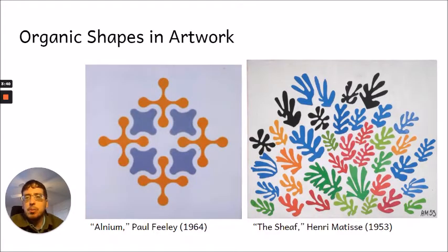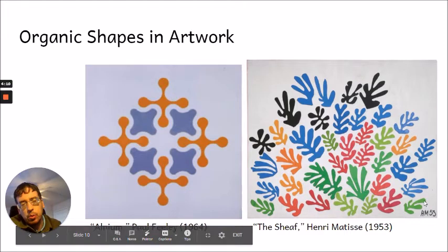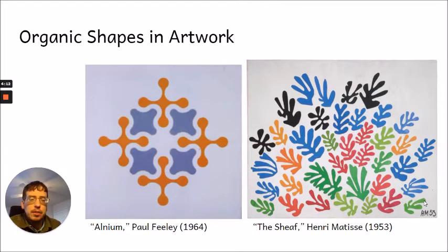And here are some examples of organic shapes in artwork. In this first one, Alnium by Paul Feely, you can see those orange ones kind of look like jacks, if you've ever played that game before. And then those blue blobs are kind of squarish, but then somebody squished them in and turned them into blobs. And then over here, The Sheaf by Henri Matisse, those are all natural shapes. They look like leaves or maybe pieces of wheat.